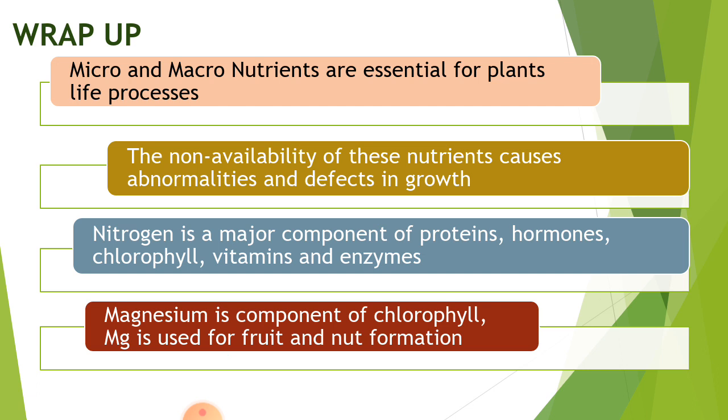Nitrogen is a major component of proteins, hormones, chlorophyll, vitamins and enzymes, whereas magnesium is a component of chlorophyll and is used for fruit and nut formation. The deficiency of magnesium causes yellowing and wilting of leaves, and it also affects fruit formation.